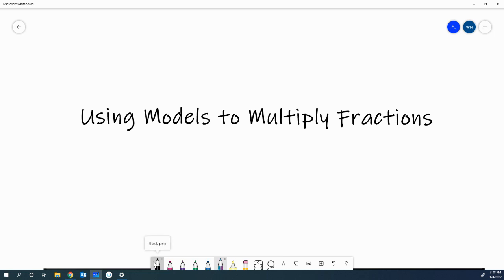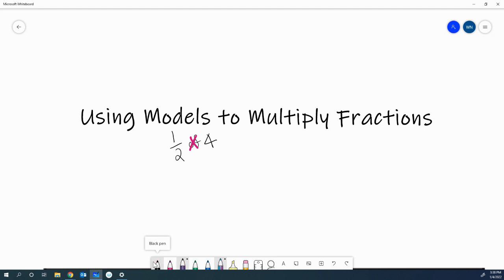In this video, we're going to be using models to multiply fractions. So they're going to be a little bit different than the models we used yesterday. If you remember yesterday, if I was looking for 1/2 of 4, I knew that I should multiply because 1/2 of 4 really means 1/2 times 4. But we don't know how to multiply fractions yet.